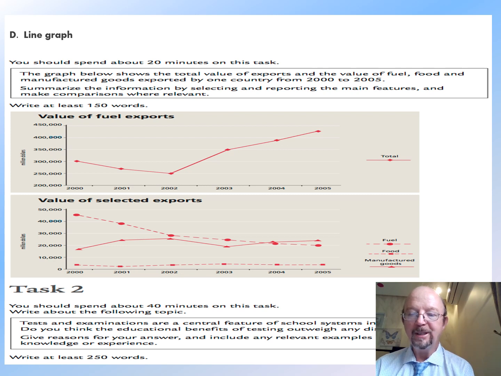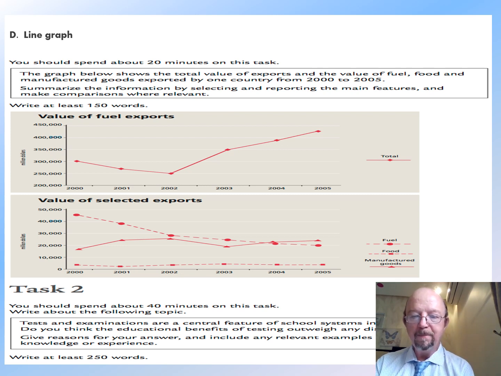Of course, the student needs to paraphrase the question first, which is: the graph below shows the total value of exports and the value of fuel, food, and manufactured goods exported by one country from 2000 to 2005. This means he must put it in his own words, and this will be the start of his report. Then he has to report on where the figure started, meaning what amount was applicable in the year 2000, and how it moved along until 2005.